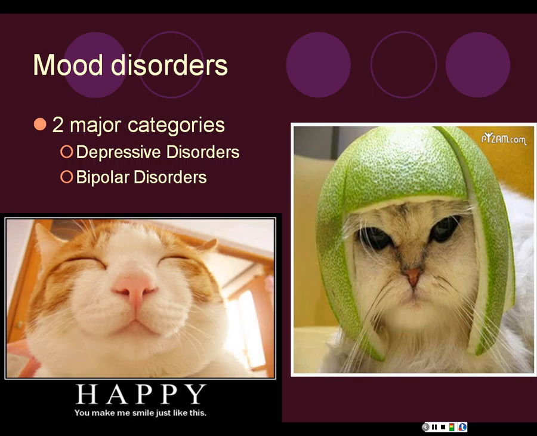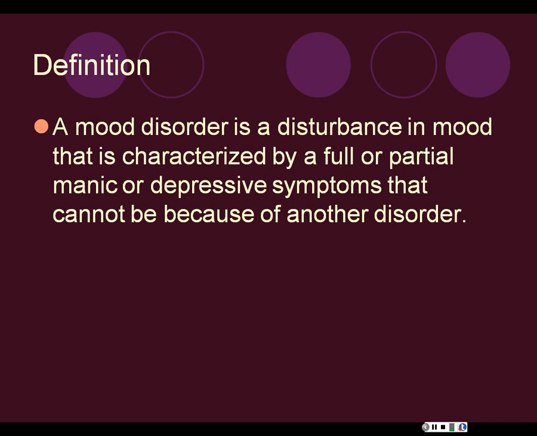So as we move on to talk about it, the definition of a mood disorder. First of all, I think to understand it, you really have to understand what is a mood disorder. Well, it's a disturbance in mood characterized by a full or partial manic or depressive symptom that can't be because of something else.